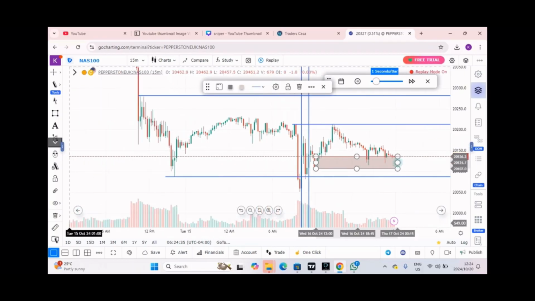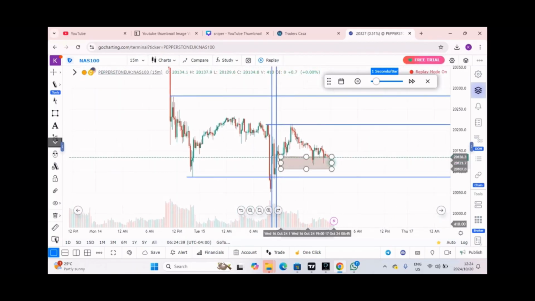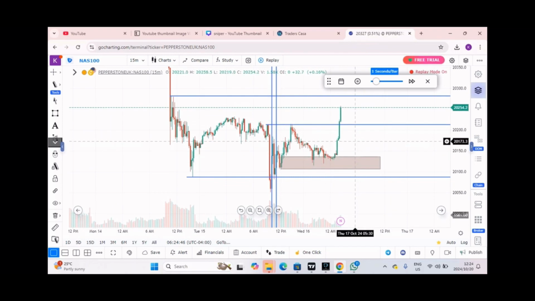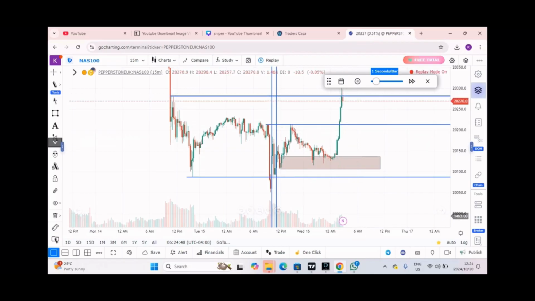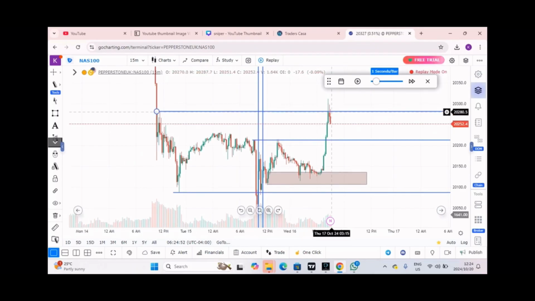Let's zoom out a bit to check how it forms. And then it started meandering around, and then it did what? It shot up to take out that high up there. Can you see? It immediately took out that high and started reversing. So since you're already holding this, you could have gotten more entries down here.